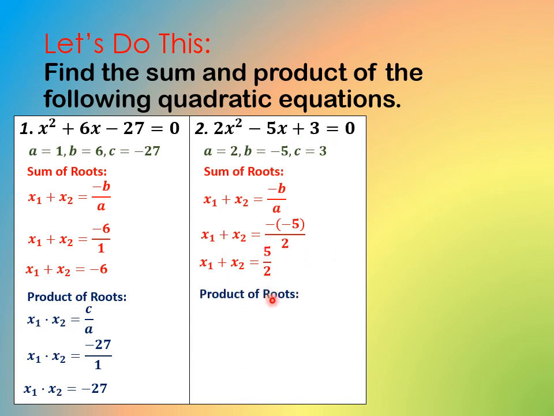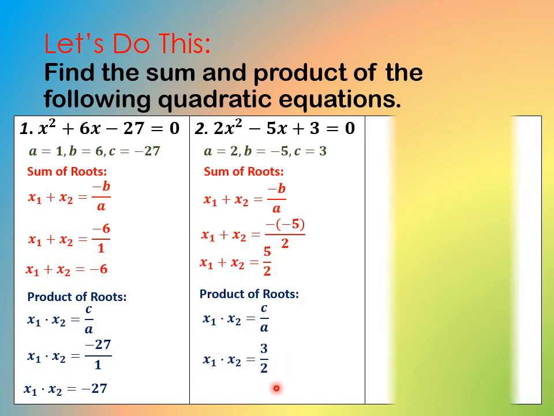How about the product of roots? We have the formula C over A. C is 3, and A is 2. So, we have here 3 halves.